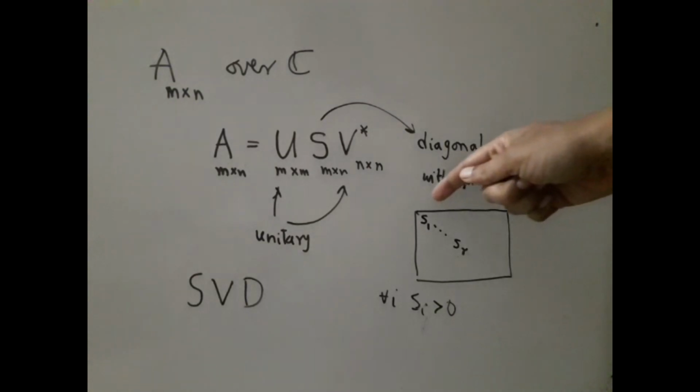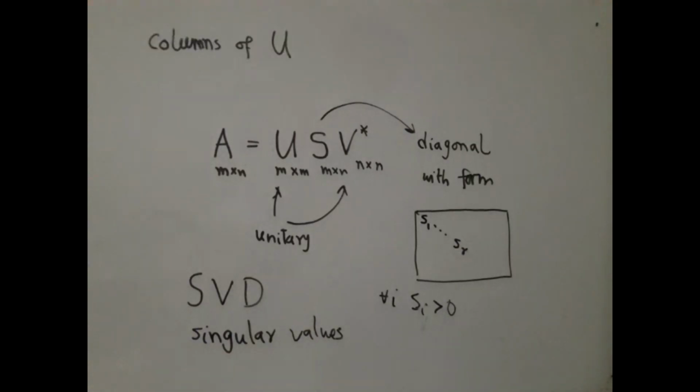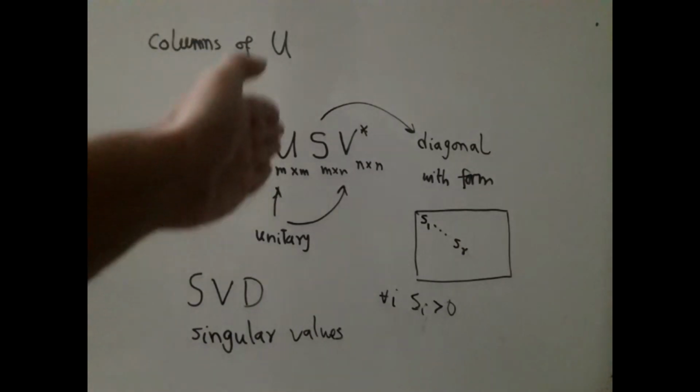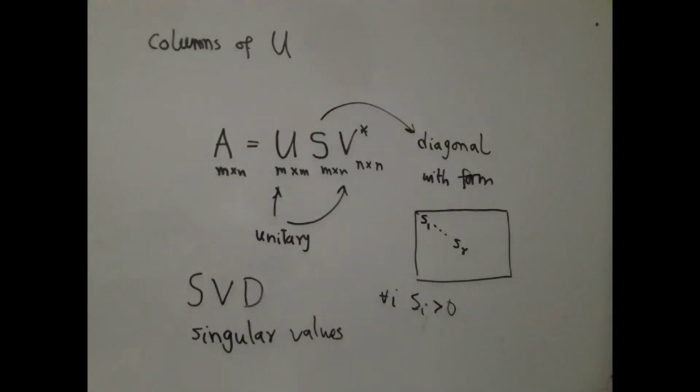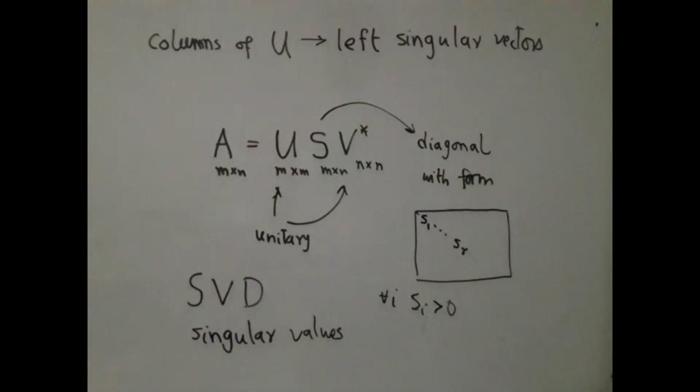These entries, S1 to SR, are called the singular values of the matrix A. So singular values are always strictly positive numbers. Now the columns of U are called singular vectors. To be precise, they are called left singular vectors because U is multiplying from the left. Similarly, the columns of V are called the right singular vectors of A.